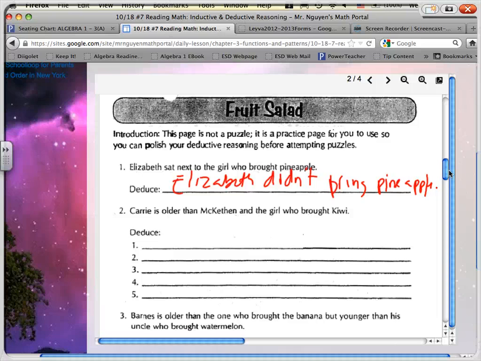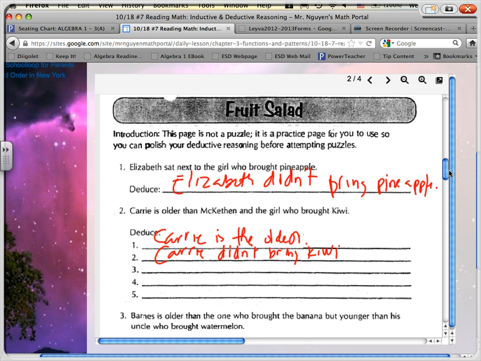Carrie is older than McKeithen and the girl who brought kiwi. Based on that one sentence, what can you say about it? So, the oldest. Okay, good. Let's take that one thing at a time. Don't mix them together, okay? Carrie is the oldest. Okay, what else can you say? Carrie didn't bring the kiwi. Thank you. Carrie did not bring the kiwi. What else?